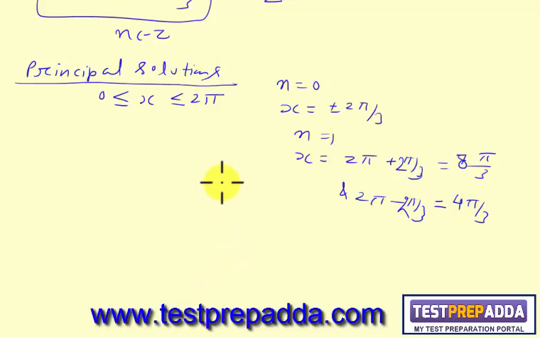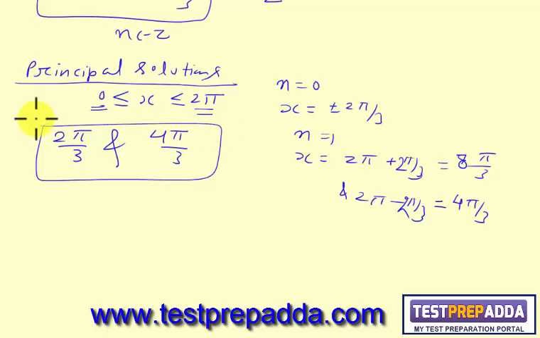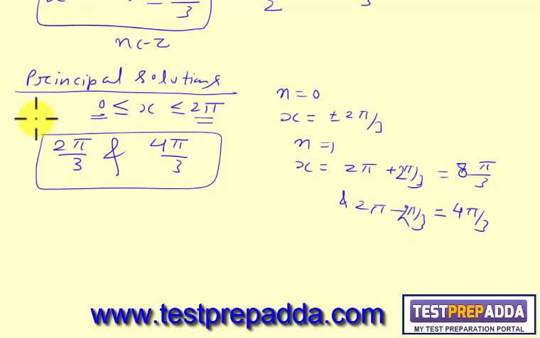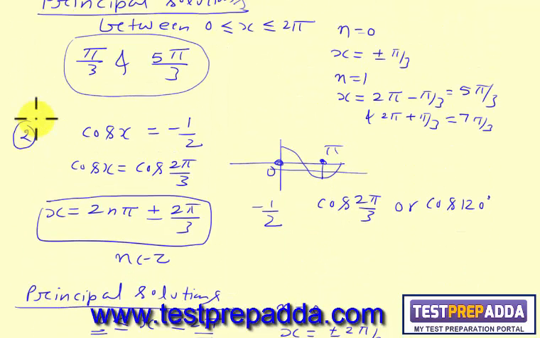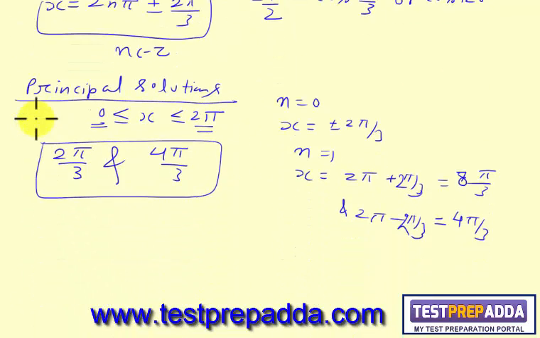Okay, so if I talk about the interval 0 to 2 pi, then two values you can see, 2 pi by 3 and 4 pi by 3. So 2 pi by 3 and 4 pi by 3 will be taken as the principal solutions for cos x is equal to minus half. Got it? Now here I'll take another theorem.